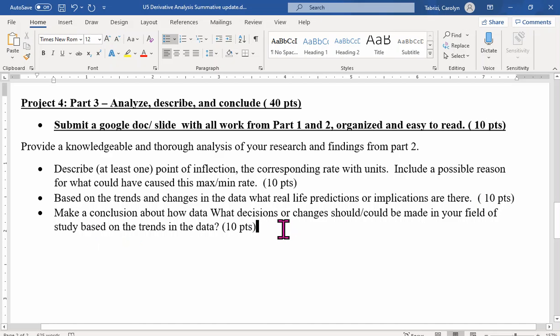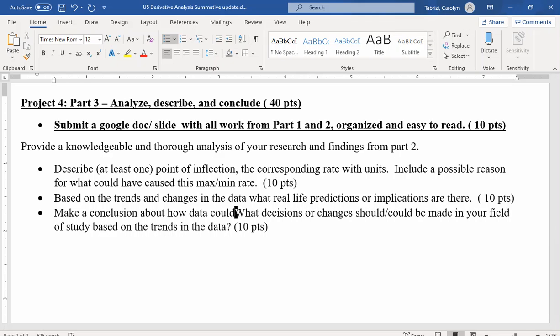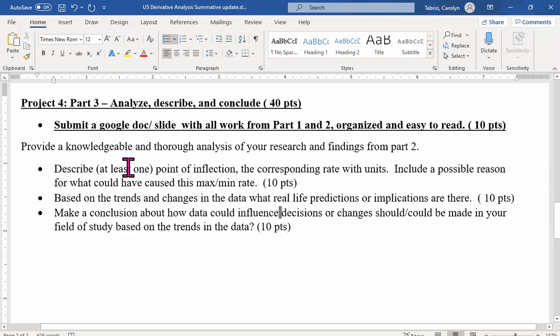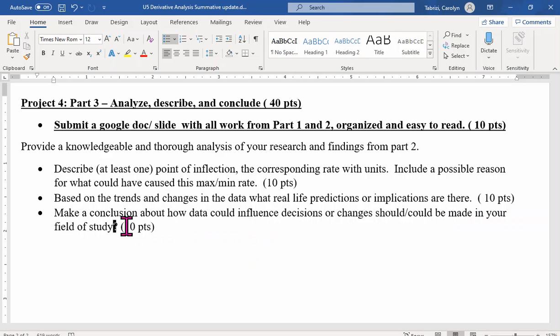And then the last sentence, it's not quite worded correctly, which is why you don't have a copy of it yet. Make a conclusion about how the data could influence decisions or changes that should or could be made in your field of study. That's a pretty good sentence. The last part is 40 points. Each one of those bullets should have a couple sentences to go with it. They're worth 10 points, so make them good sentences. It's not a page-long essay.